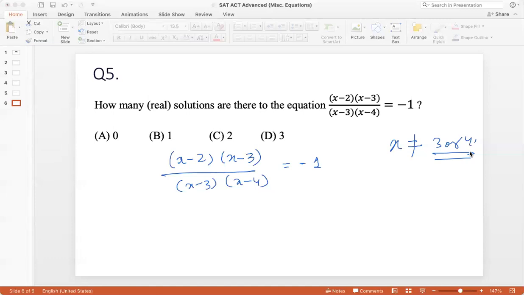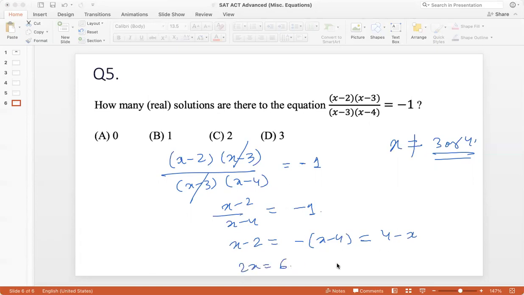If x is not 3, then I can cancel out these two, because x minus 3 is some non-zero number, which is present both in the numerator and denominator, so it can be cancelled out. So I get x minus 2 by x minus 4 is negative 1. So x minus 2 is negative x minus 4, which is 4 minus x. So 2x is 6, so x is 3. But x can't be 3, right? So even when we solve this algebraically, we get a solution that's not possible. And so this equation has no solutions. It has 0 real solutions.